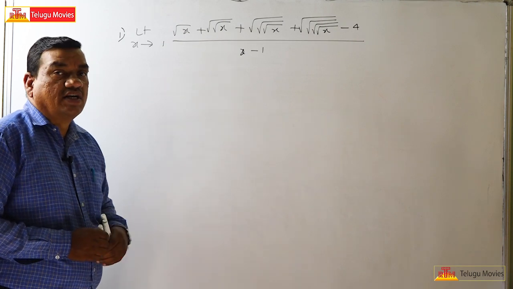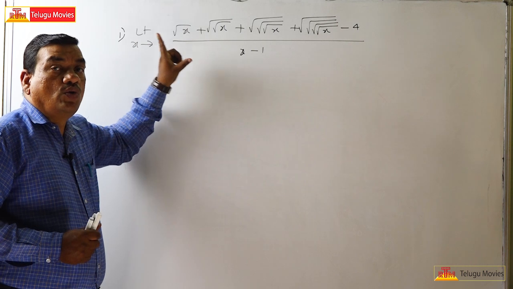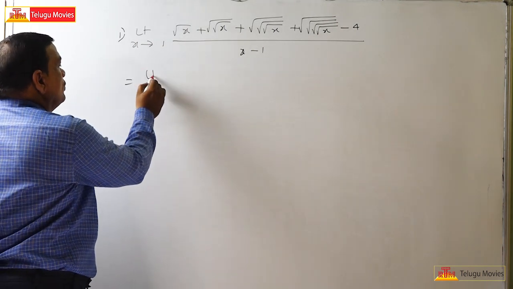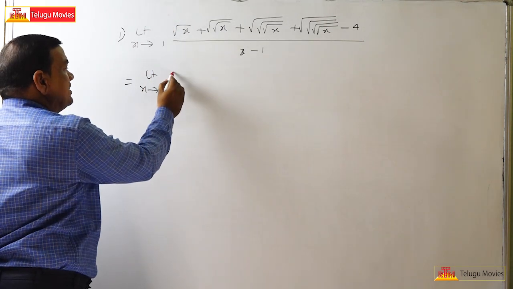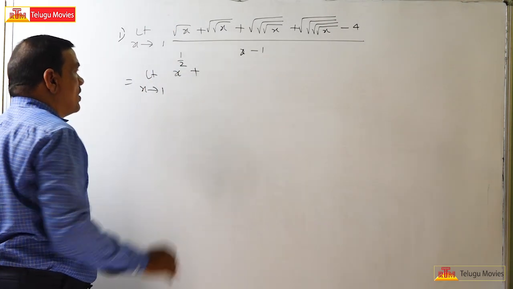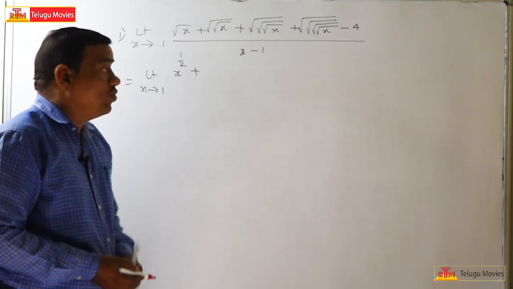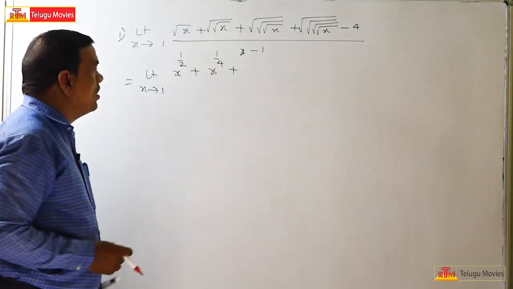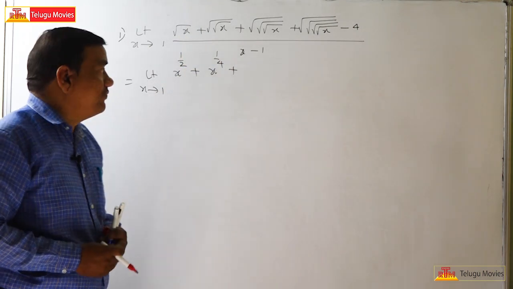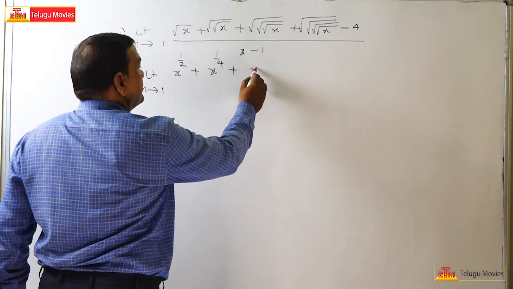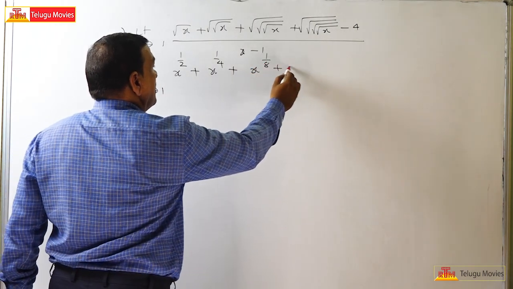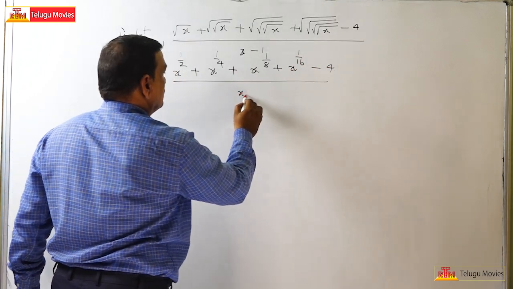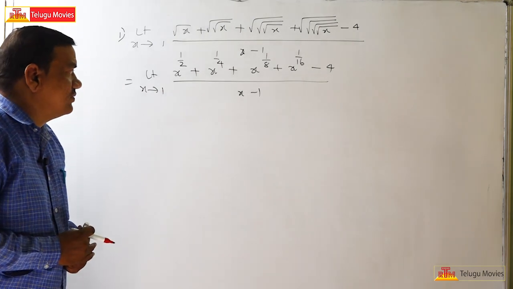See here. So this is equal to limit x tends to 1. Root x means how much? x power 1 by 2. Root of root x, that means x power 1 by 4, that means x power 1 by 2 whole power 1 by 2, 1 by 4. So this is x power 1 by 8, x power 1 by 16, minus 4 by x minus 1. So that is the first thing we have to write.